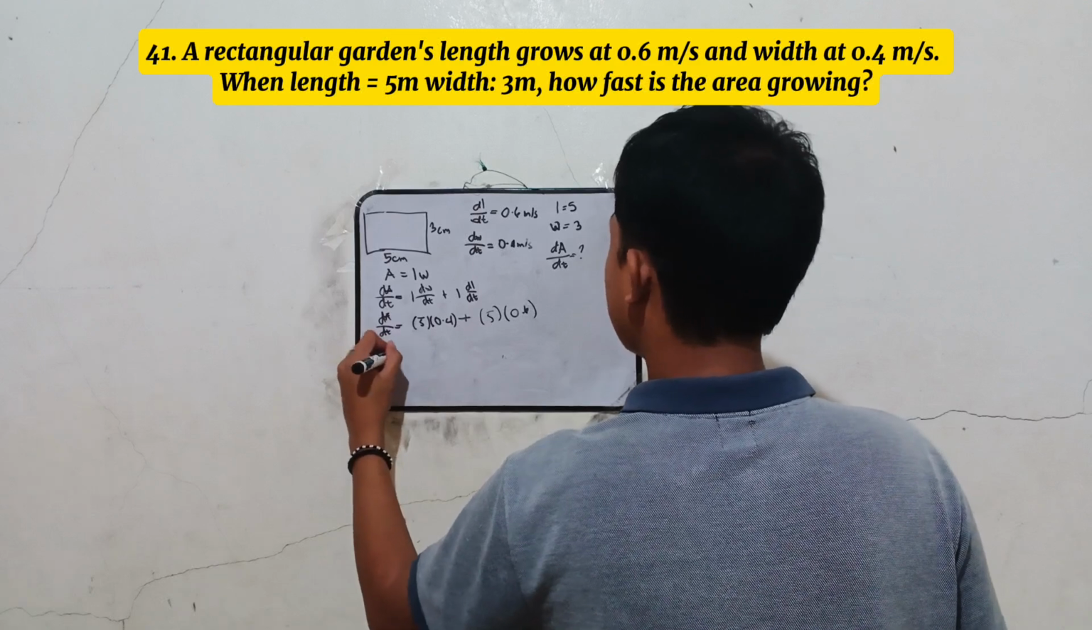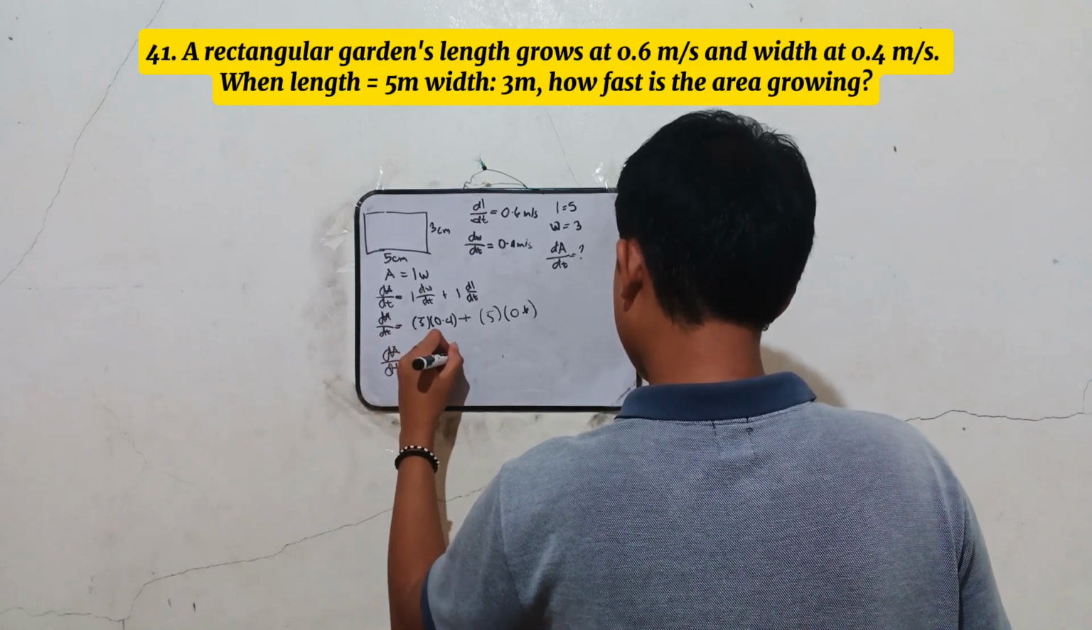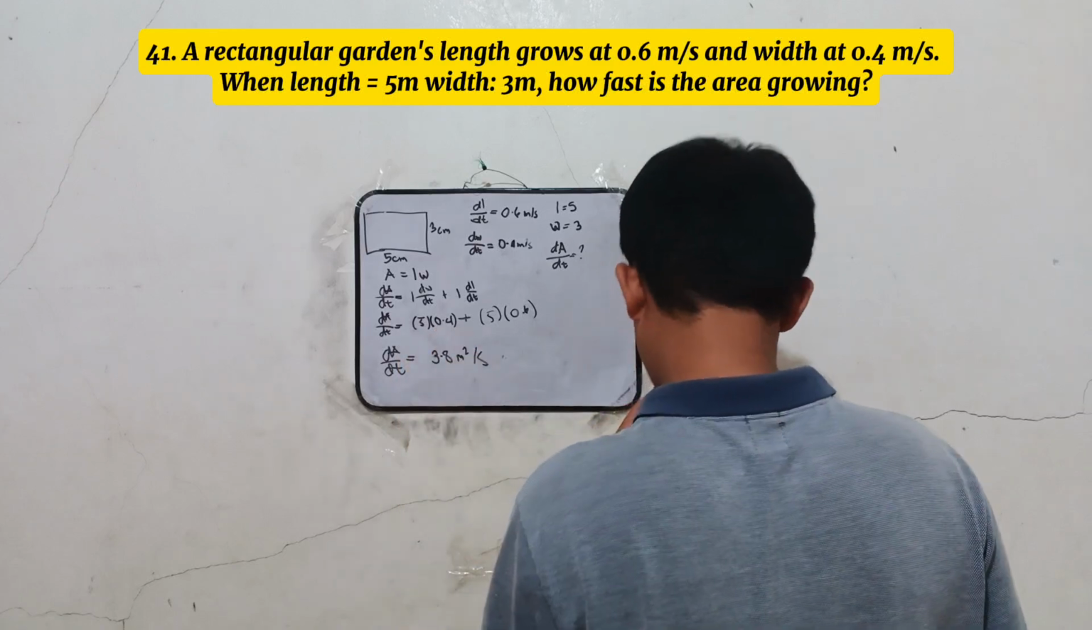So our final answer would be 3.8 meters squared per second.